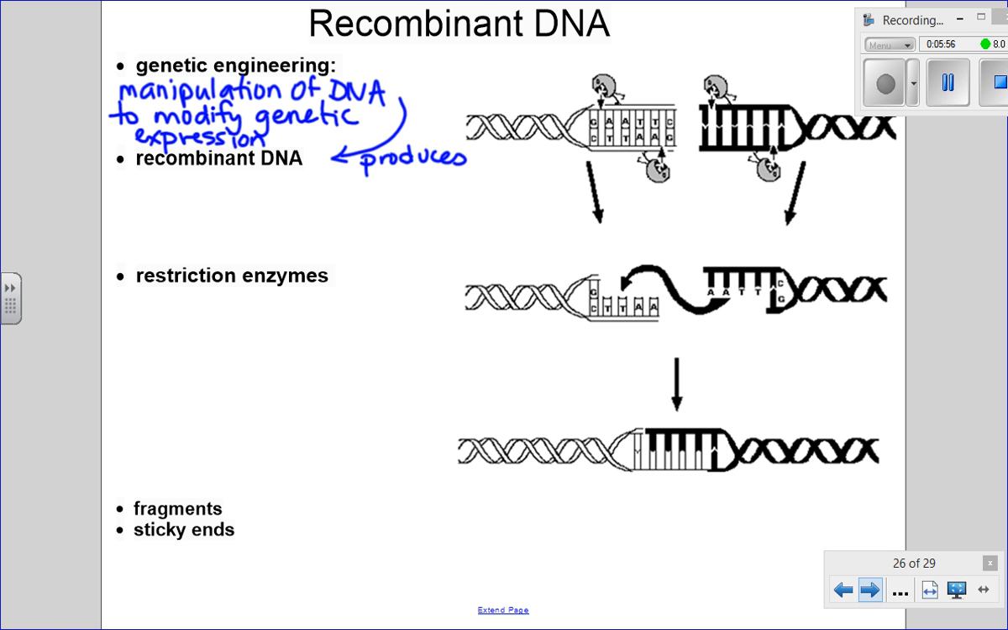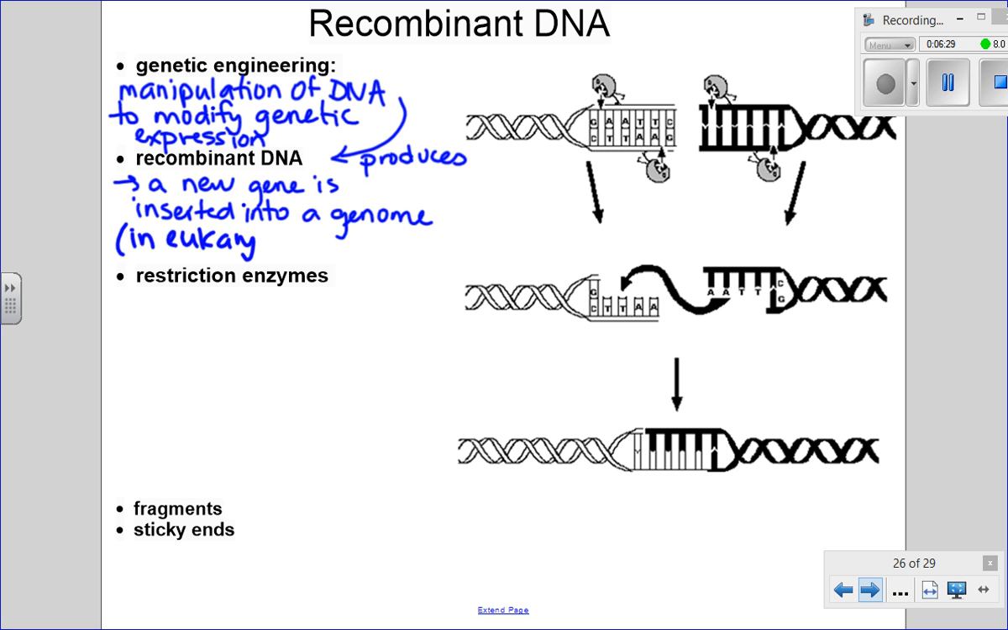Now, recombinant DNA would be generally a new gene is inserted into a genome. So somewhere in your genome, which is the entire collection of DNA that you have, we would have inserted a new gene. Now this recombinant DNA could be in a eukaryotic or a prokaryotic cell.